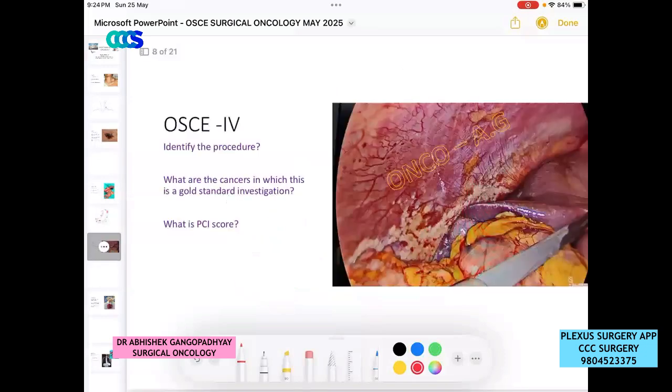Okay. Coming to the fourth OSCE, you have to identify the procedure.